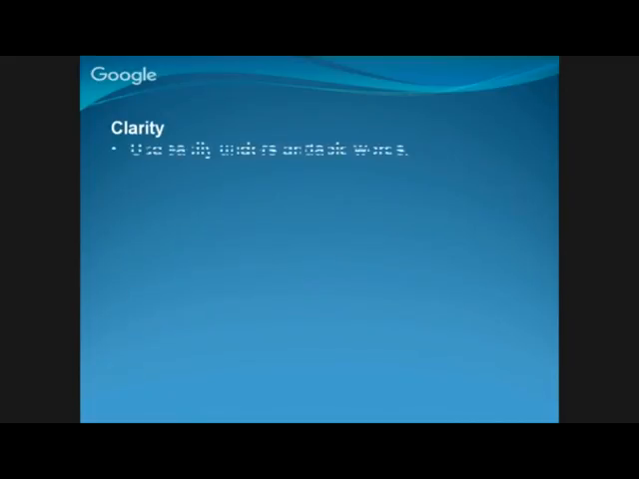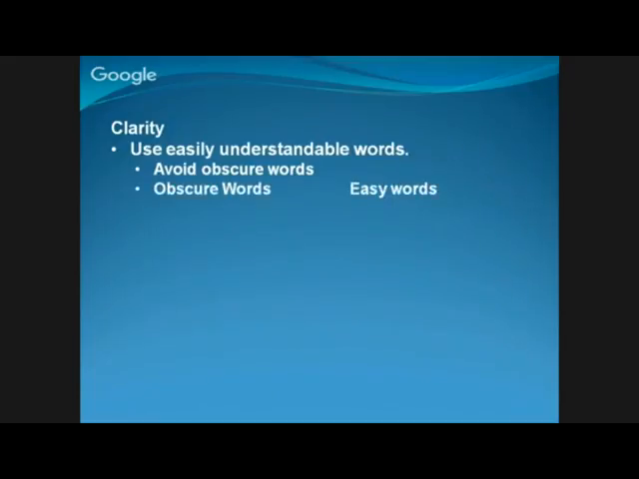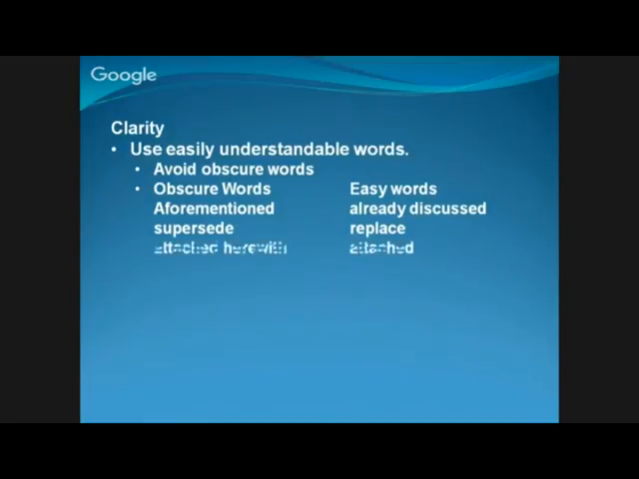Write for clarity. Use easily understandable words. Avoid obscure words like aforementioned, simple, already discussed. Supersede, replace, attached herewith. So generally we write herewith also.